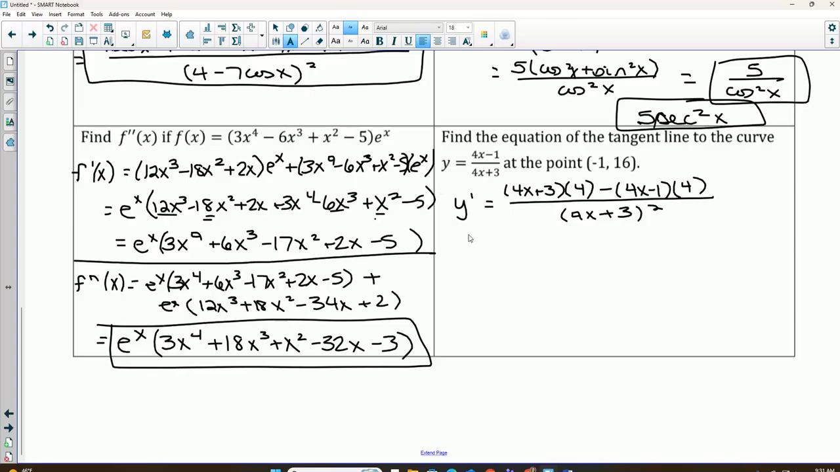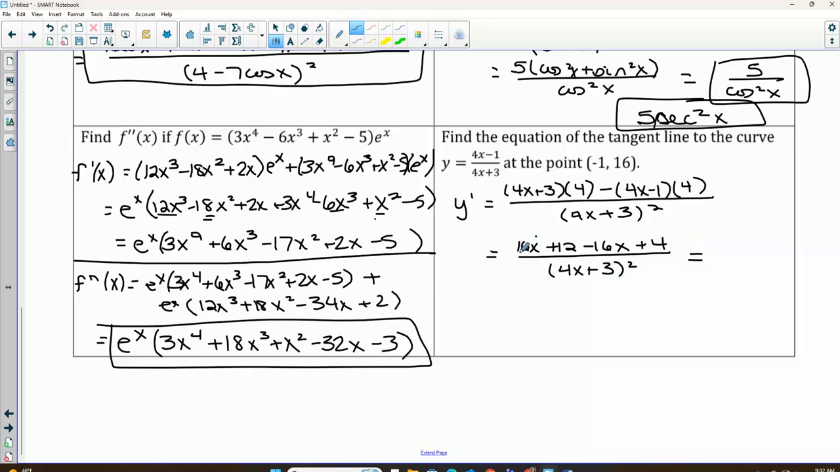So if we start multiplying things out, we get 16x plus 12. In this parenthesis, I have to distribute my negative and my 4, so minus 16x plus 4, over (4x plus 3) squared. My 16x is canceled, so we just get 16 over (4x plus 3) squared. That's my derivative. Now what do we do?